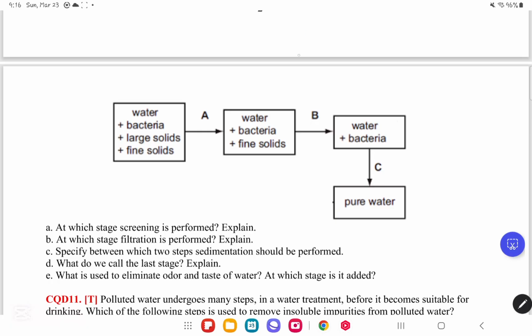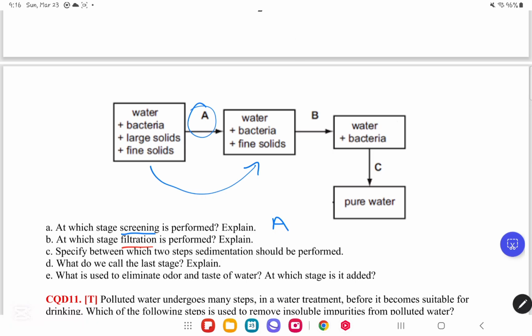So they told us at which stage is screening performed. First of all, what is screening? Screening is the elimination of large insoluble solids. So definitely, if we're moving from here until here, there's no more large solids. So definitely, A, it is gonna be screening. To explain, you can say that large insoluble solids are eliminated. We move on to part B.